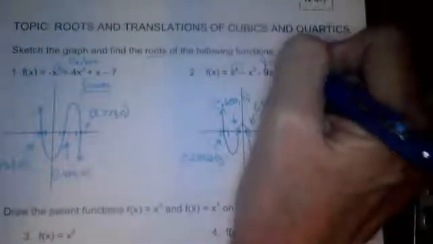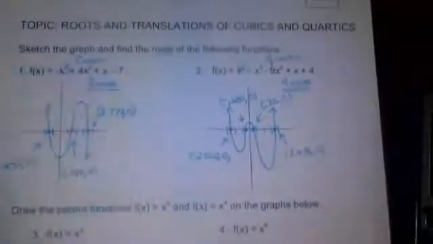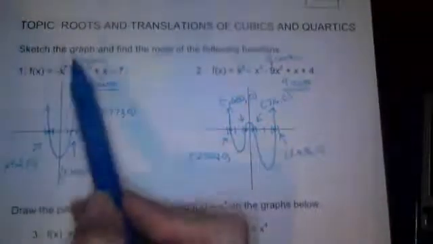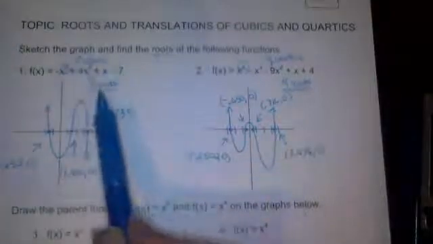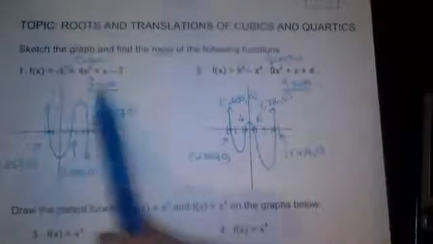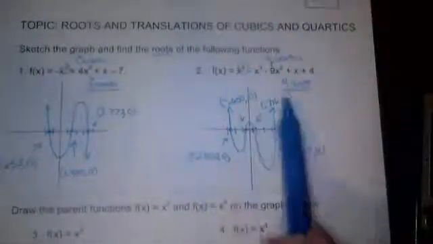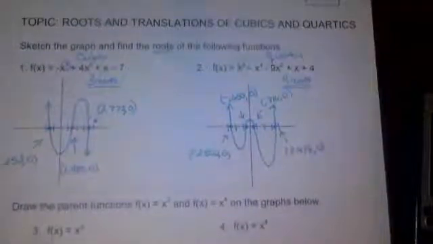This one is the cubic graph. This one is a quartic graph. And the idea here is that for a cubic function graph, or an x to the third power graph, you could have 3 roots, but you will never have more. You could have less, not more. For a fourth power function, you could have 4 roots, never more, but you could have less. So let's take a look at our parent functions for these two graphs.